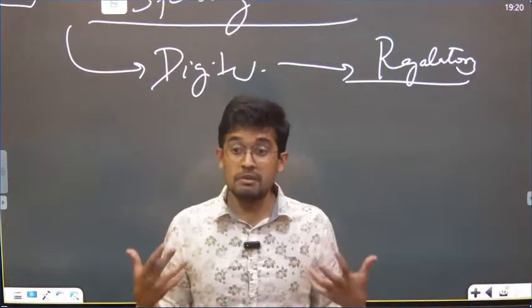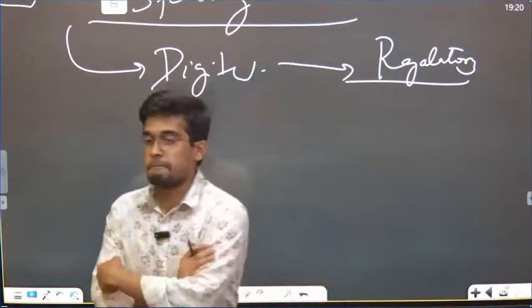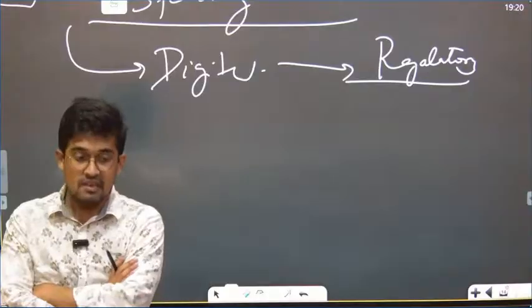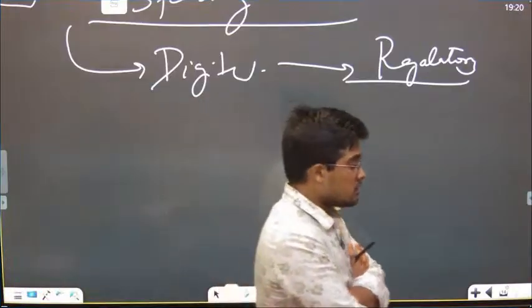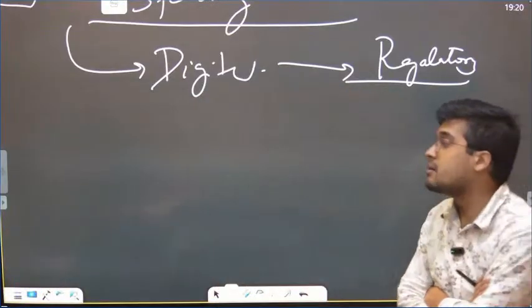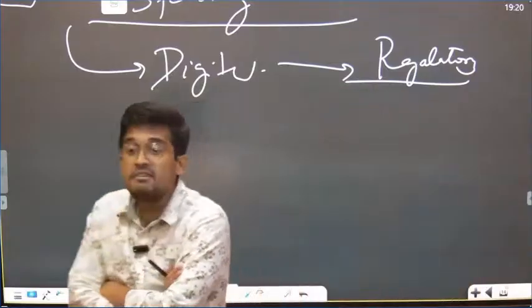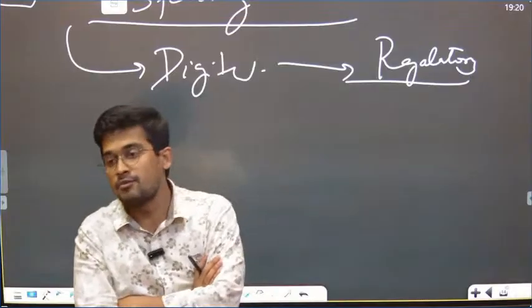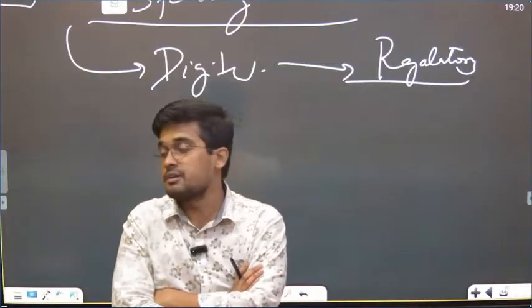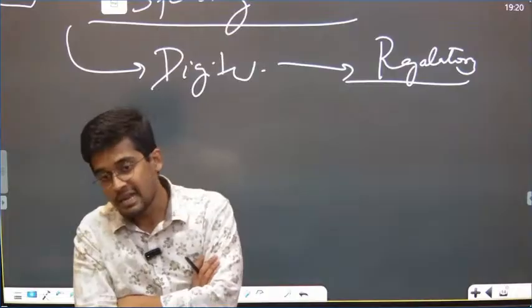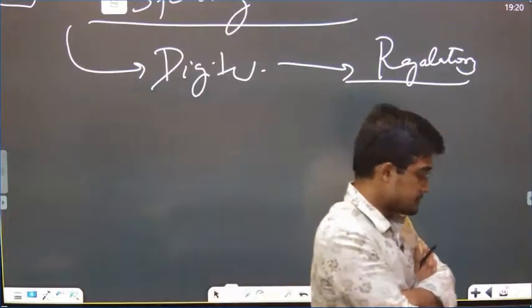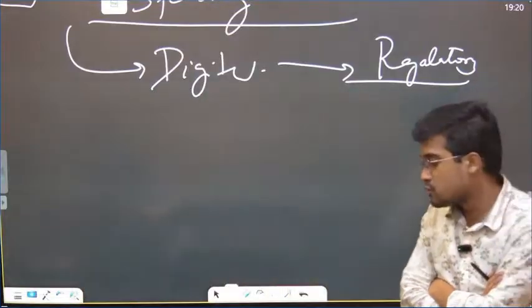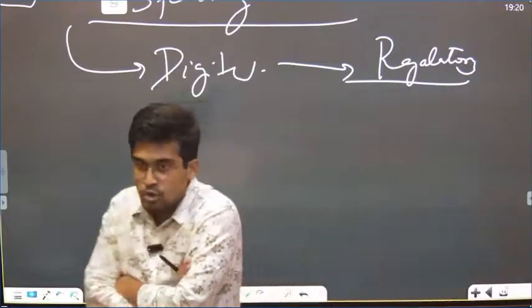Public choice approach means what? What is public choice approach saying? Public choice approach is saying that these bureaucrats and politicians are self-interested in nature. Politicians are vote maximizers, and bureaucrats are budget maximizers. Everybody wants to benefit their own sake.